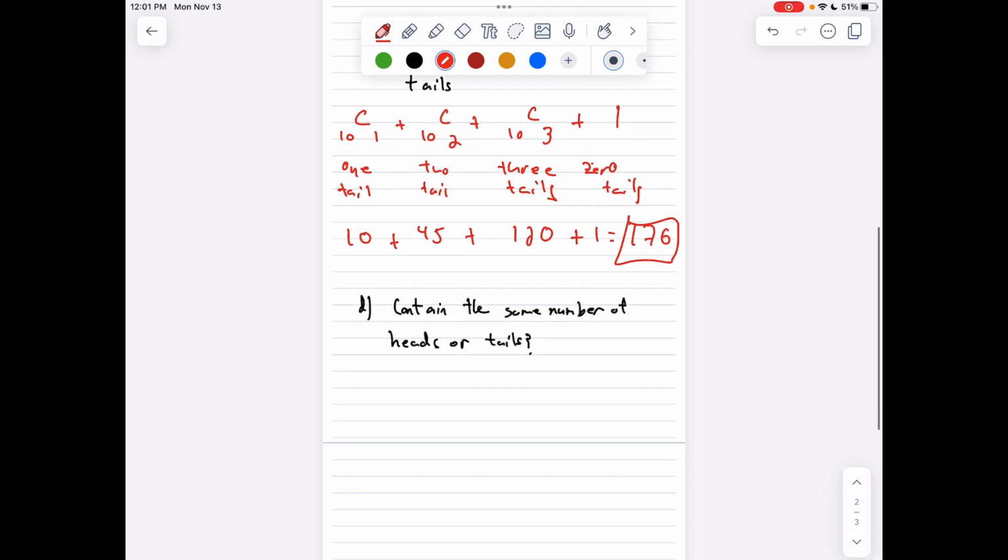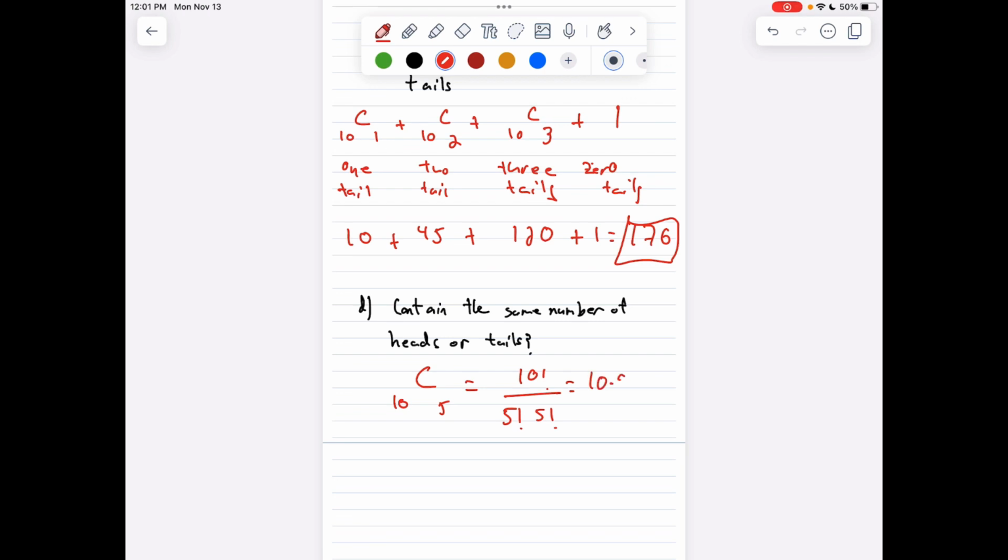And finally, the same number of heads or tails. Well, if you're asking me the same number of heads or tails, that means you're trying to choose 5 heads or 5 tails. So it would come down to choosing where you would have 5 of the heads or 5 of the tails, whichever. So this would come down to 10 choose 5. And this would come down to the same formula, 10 factorial over 5 factorial, and then 10 minus 5 is 5 factorial.